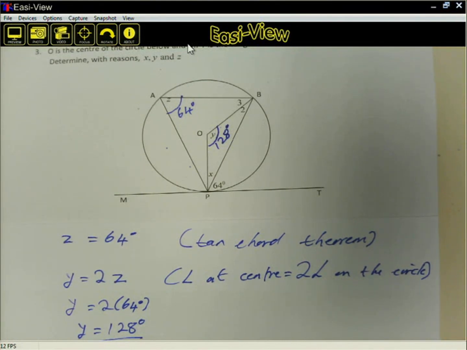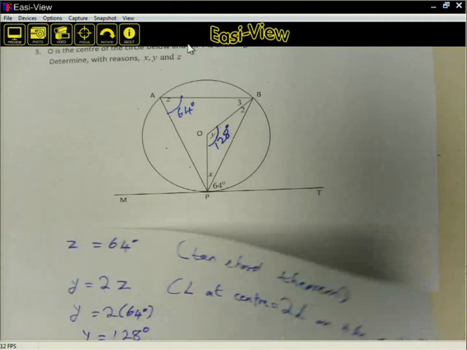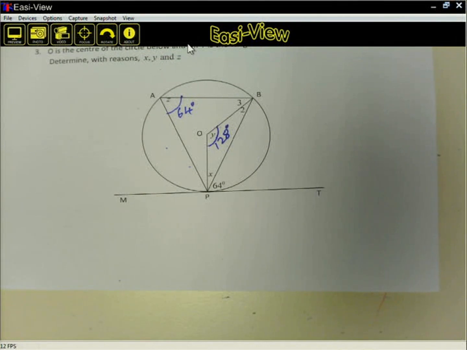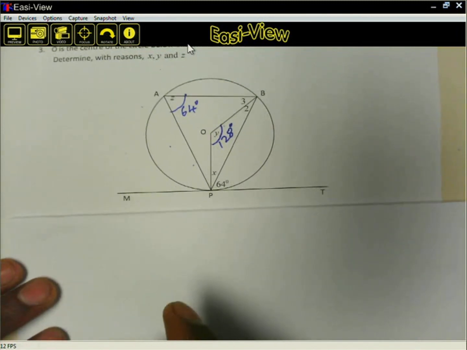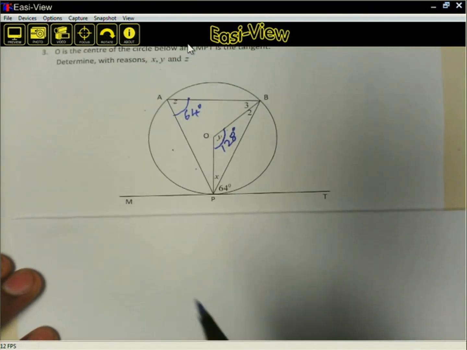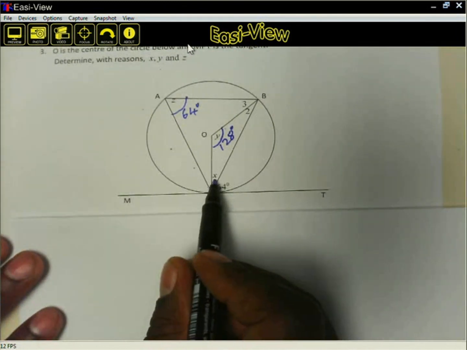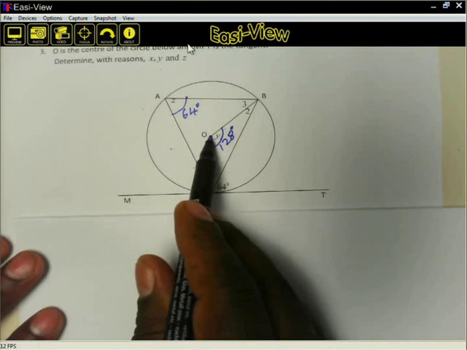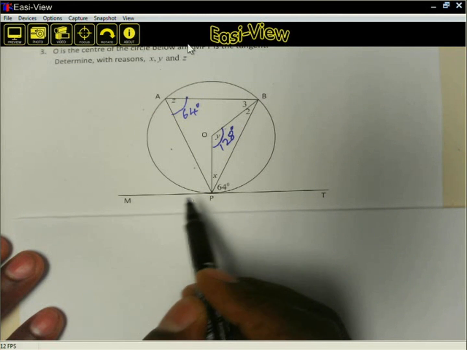How can you determine X? We've got different approaches. We've got different ways you can solve X using different approaches. Let's carry on. Let's determine the value of X. Some will say, look at X and 64. Remember, O is the center. OP is therefore the radius.